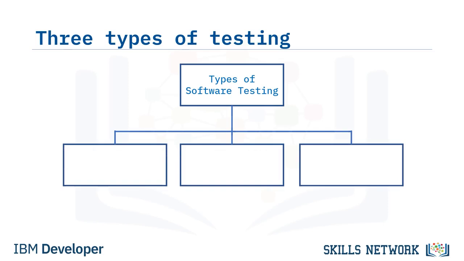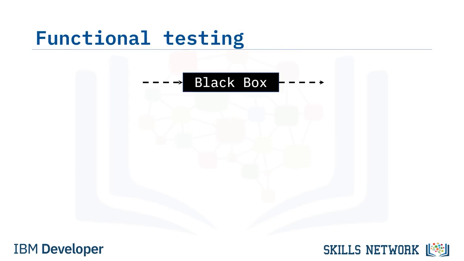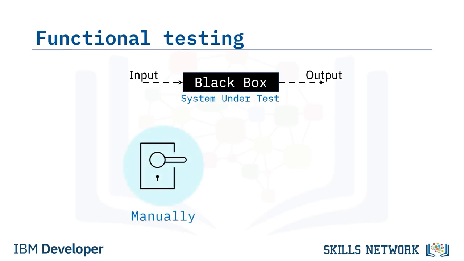Types of testing can be broadly classified into three categories: functional testing, non-functional testing, and regression testing. Functional testing usually involves black box testing, which is a method of testing without looking at source code or internal structure. Functional testing is only concerned with inputs and corresponding outputs of the system under test, also called the SUT. It is entirely based on testing functional requirements, and functional testing can be carried out manually or using automated tools.